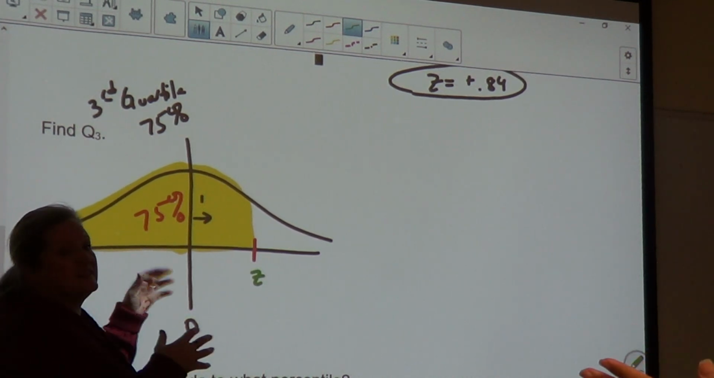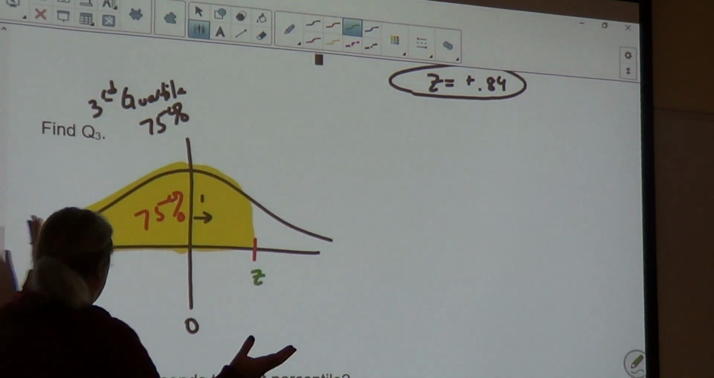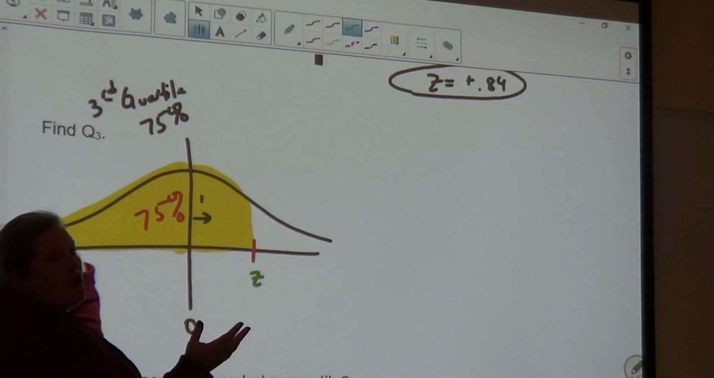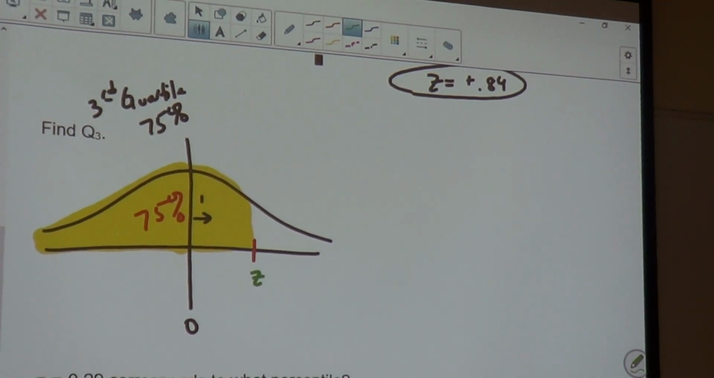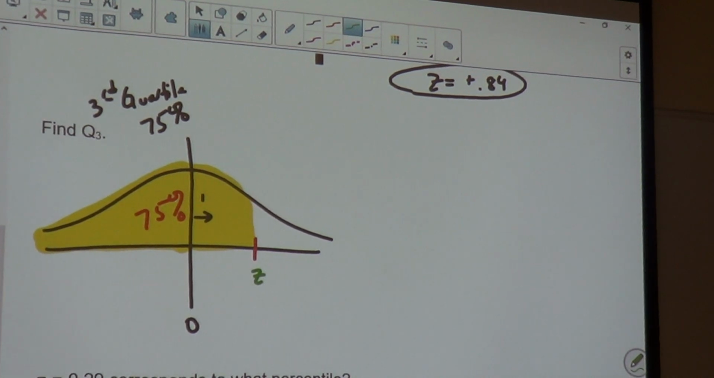Why do we start with... unless they told us otherwise, you always start from the small to the large, unless they tell us different. Okay, so what is this one going to be?